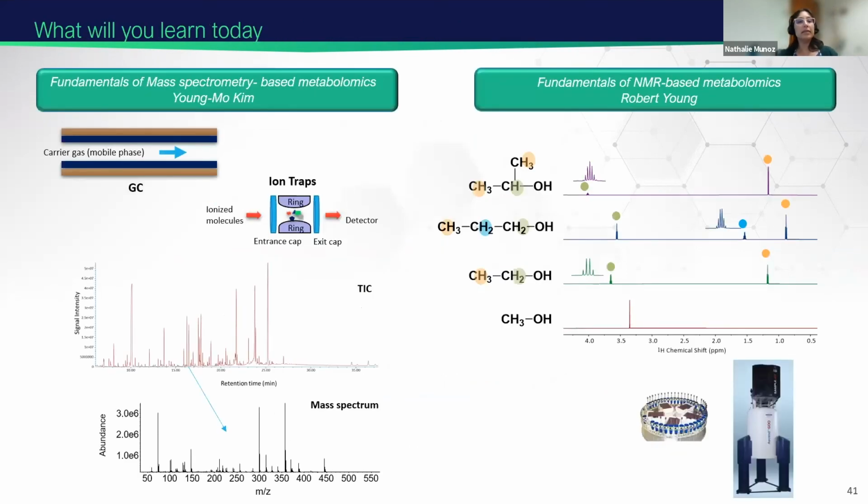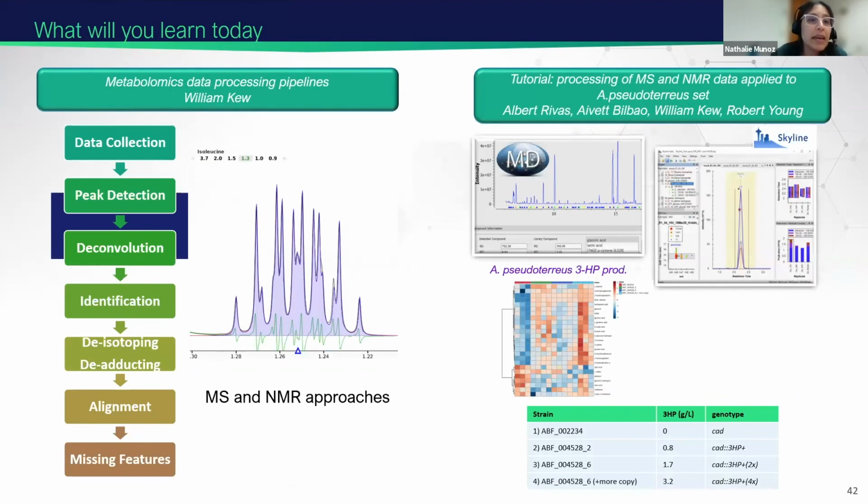So today, you're going to be learning about the fundamentals of mass spectrometry-based metabolomics with Youngmo in the next talk. Then after that, Robert is going to talk about the basics of NMR-based metabolomics. I don't think we'll have a break, but after that, we're going to meet with Will Q, who is going to discuss metabolomics data processing pipelines for both MS and NMR approaches. And finally, for the afternoon tutorials, we're going to process MS and NMR data applied to an Aspergillus pseudoterreus dataset.